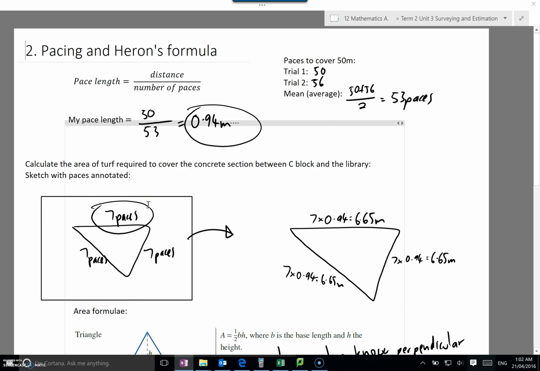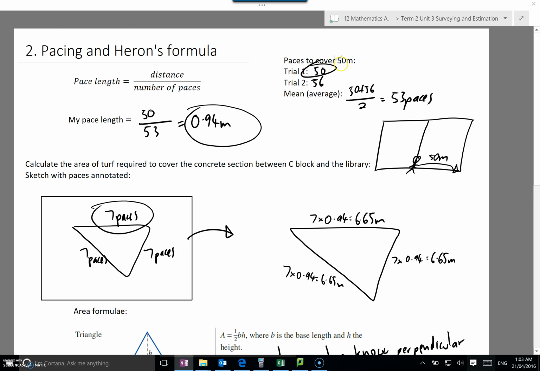Quick video to review pacing and Heron's formula that some people may have missed. What we did was we went outside to the football field, and we tried to measure how long our paces are. So we started at the middle of the field, and walked to the end of the field, which was 50 meters away, and just counted how many steps we took.